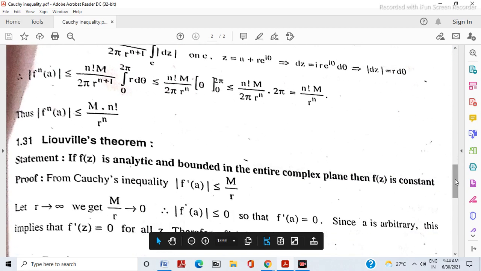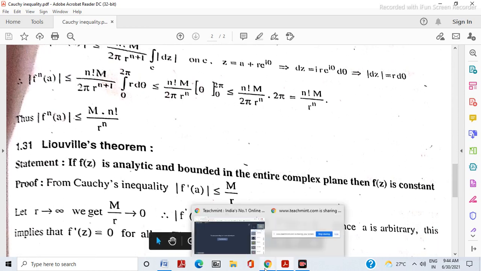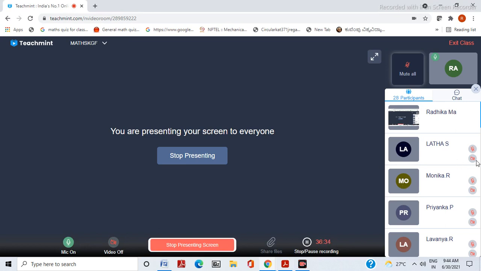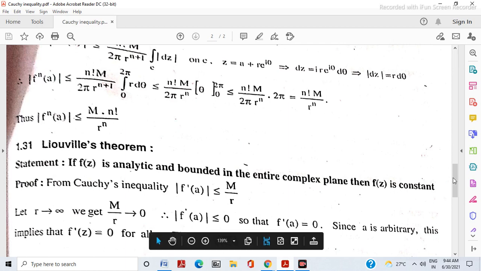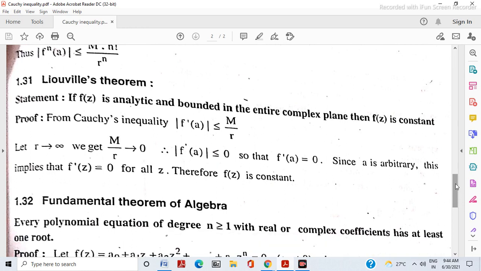Any doubts in that theorem? Okay, can I move on to the next theorem? These are easy theorems only, but you should remember the statement also. If you remember the statement and proof, you will be able to write it. Any doubts, ask me, otherwise I will move on. Two more theorems are there, and they depend upon the first theorem only. In the next two theorems we will just apply Cauchy's inequality and prove them.